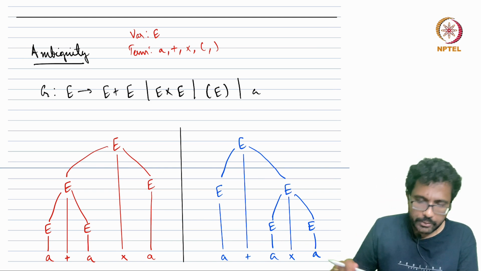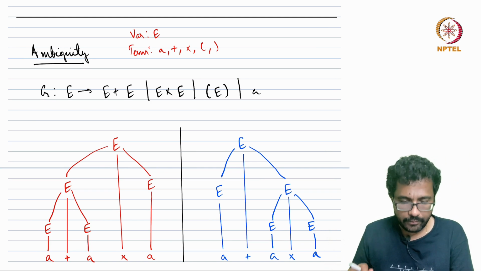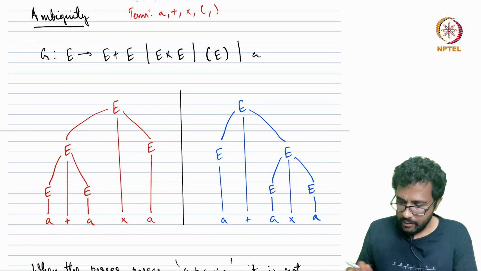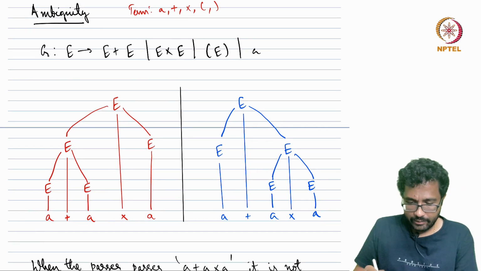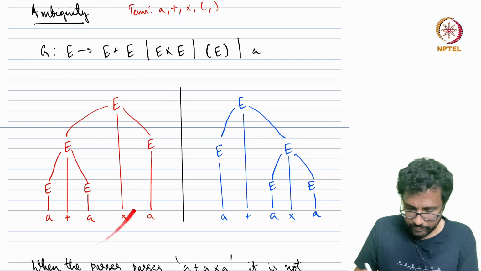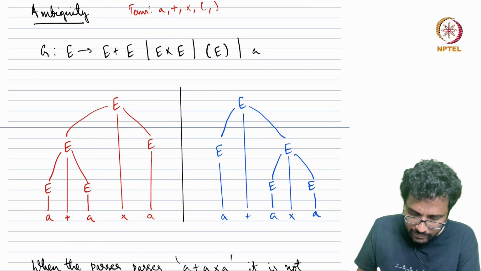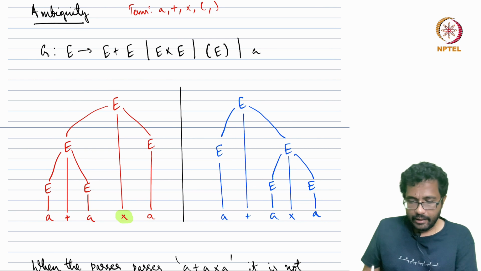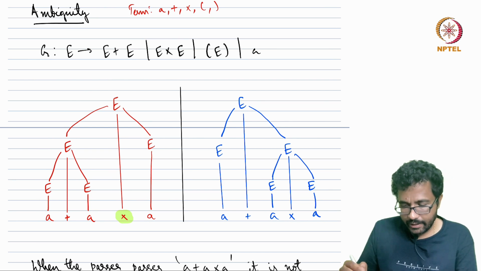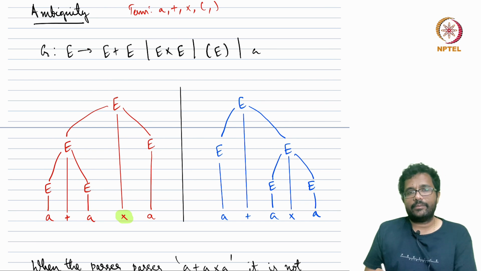Now let us try to see 2 derivations of this grammar. One of them is the one on the left hand side that I have drawn in red. E first yields E times E, and the E on the right side gives a, and the E on the left side gives a plus a.